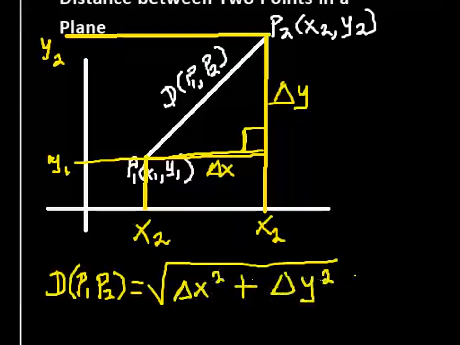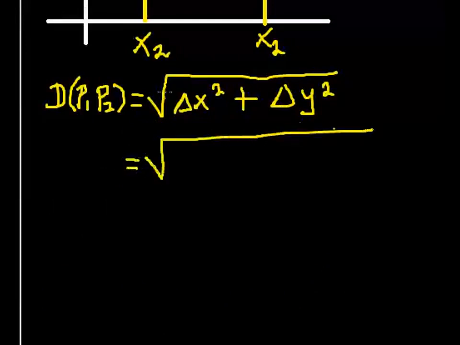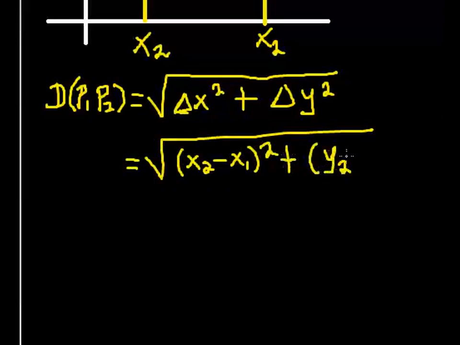Of course, let's actually evaluate this now. This is going to be our change in x, which is always x2 minus x1, all squared, then plus y2 minus y1, all squared.